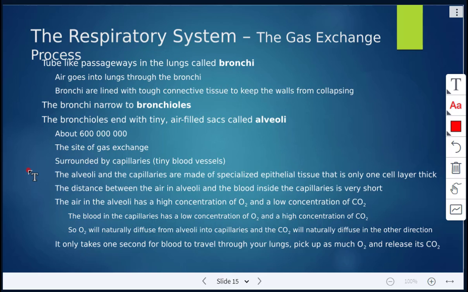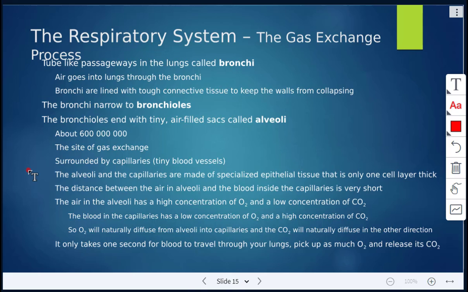The air in the alveoli will have a high concentration of oxygen and a low concentration of carbon dioxide. So therefore, the blood in the capillaries has a low concentration of oxygen and a high concentration of carbon dioxide. So therefore, diffusion will occur. All right, so oxygen will naturally diffuse from the alveoli into the capillaries, and then the carbon dioxide will naturally diffuse in the other direction.